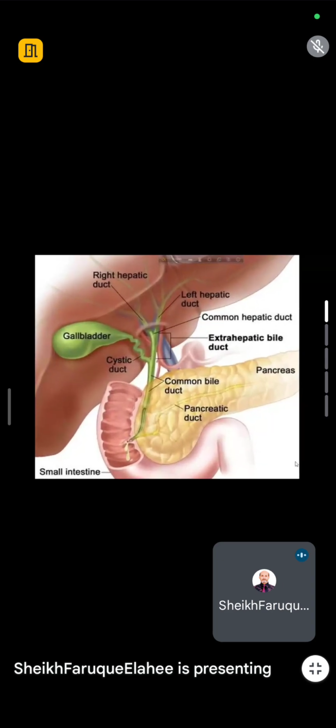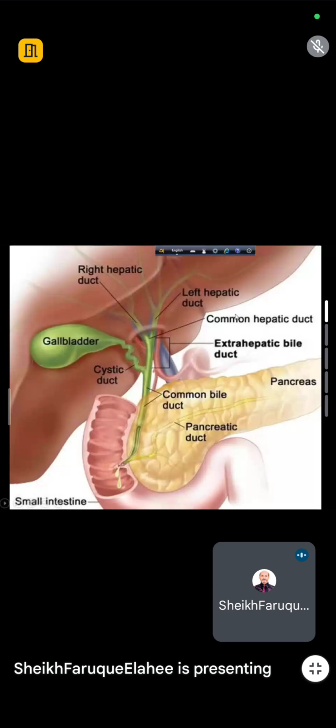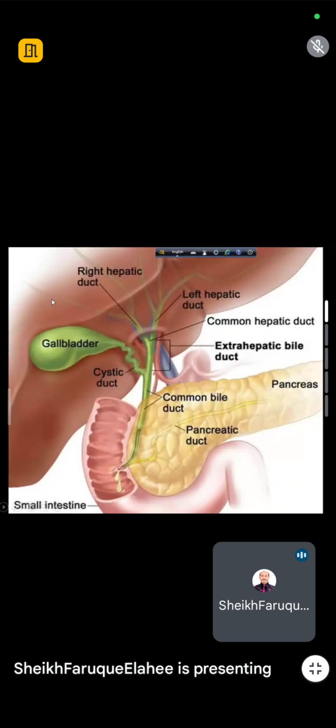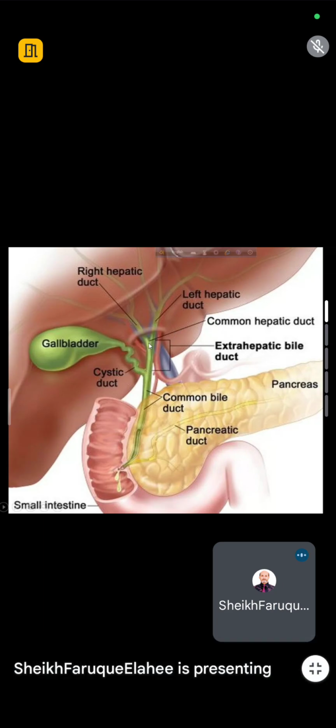You see, this is a picture showing the liver. The liver has two lobes, left lobe and right lobe. So there are two ducts coming from the liver. This is the left hepatic duct from the left lobe. This is the right hepatic duct from the right lobe of the liver. They unite together to form the common hepatic duct. This is the common hepatic duct.